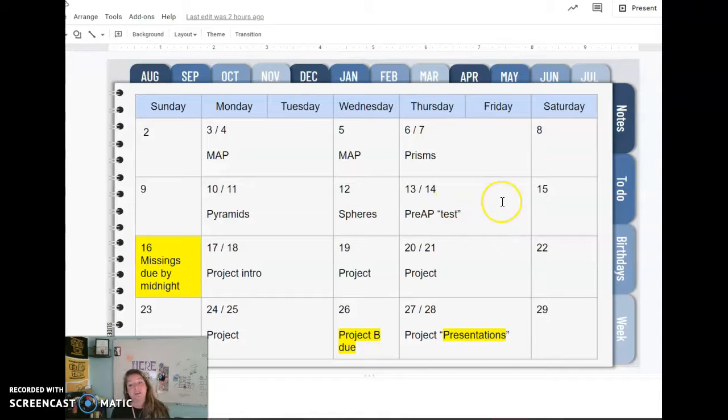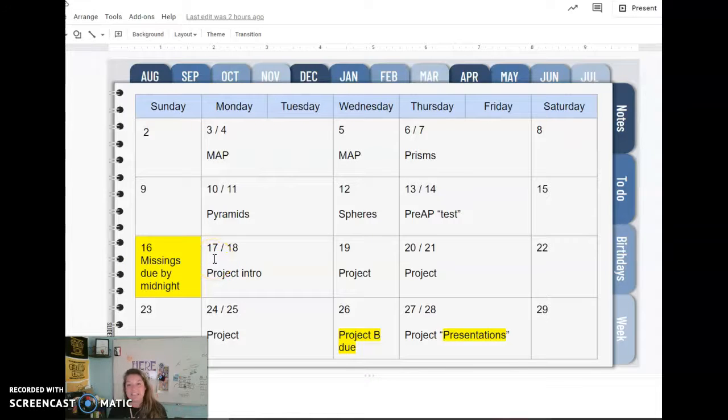And then Thursday and Friday, we're going to take a pre-AP test. We'll talk about that in a little bit more detail when we get to it. But I will tell you that it is going to count as a participation grade, okay? So either you do it or you don't do it, okay? Just a quick heads up, Sunday night, the 16th, that is your last possible day to turn in missing assignments for fourth quarter. I will not take them after that day.